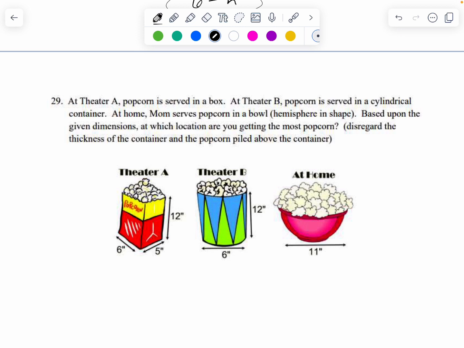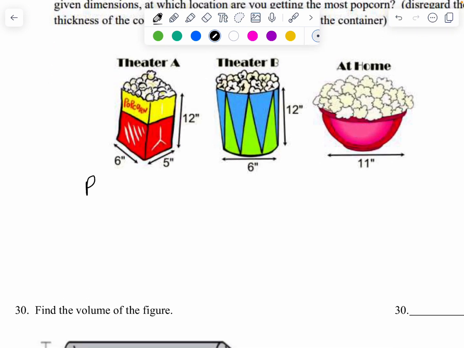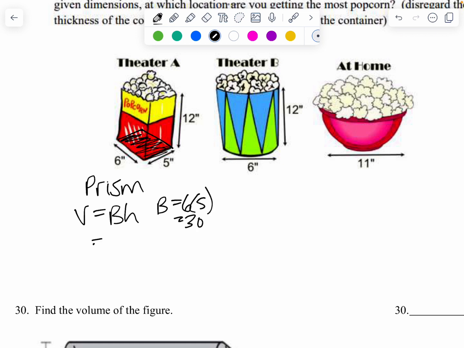How much popcorn can fit inside each of these 3 shapes? I love popcorn, especially at a movie theater. This is a prism. So I know that the volume is big B times h. It's a rectangular prism. We have a rectangle down here, and the base is 6 and 5. So in order to find the base, I'm going to do 6 times 5, which is 30. That goes in for big B. How tall is that bag of popcorn? It's 12. Okay, great. That is the height. And when you multiply that, you get 360.